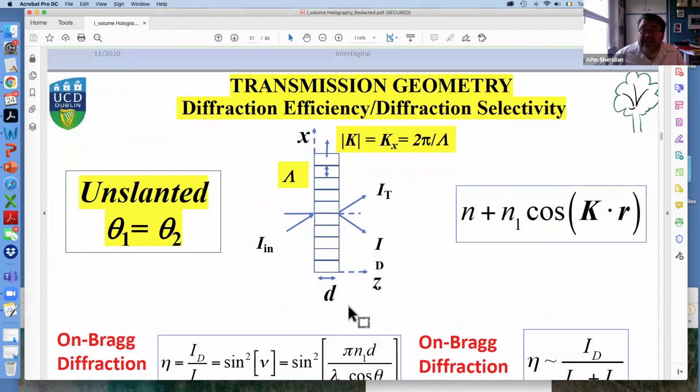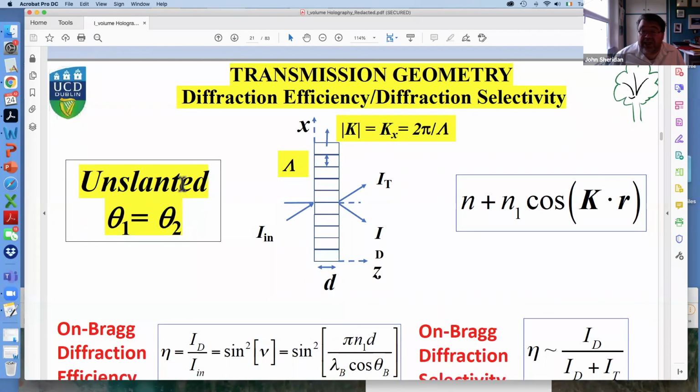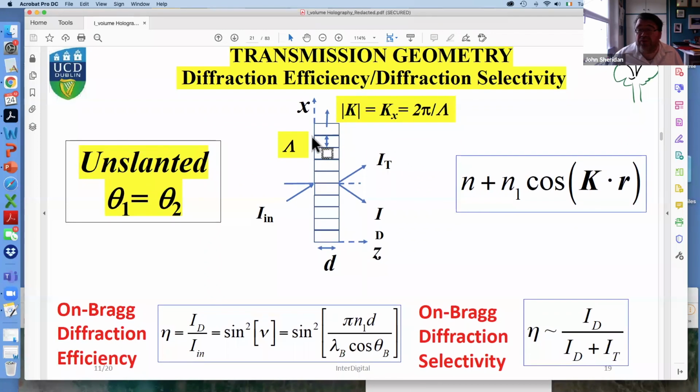And in this transmission geometry, in this unslanted case, we've got a set of mathematical notation that we're going to be seeing over and over again. We're going to come back and meet this a number of times, and some of these slides I'm going to repeat just to remind you. Here we've got these 2 equal, and the fringes are perpendicular to the boundary, parallel to the axis here. We've got an input, a transmitted and a diffracted beam, I sub d. We've got the x direction here, and our thickness direction is z, and a layer with a certain thickness d.